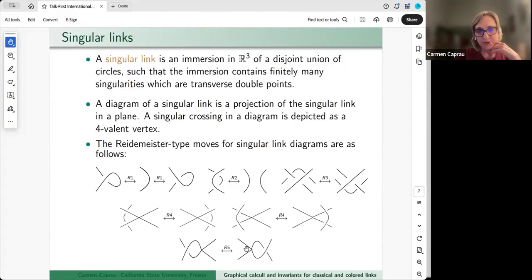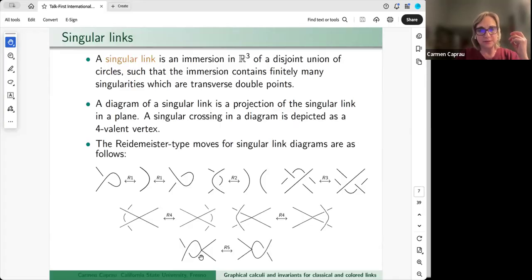And this is what actually determines that we need to regard those vertices as rigid disks, because if you don't have that rigidity, the moves are different. You can remove that twist. But that's not the case here. So those are the Reidemeister type moves for singular links. I put them here only as information.